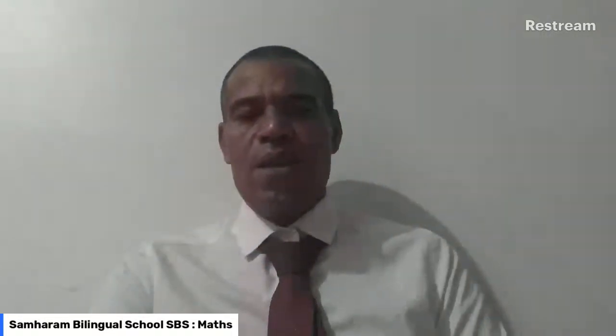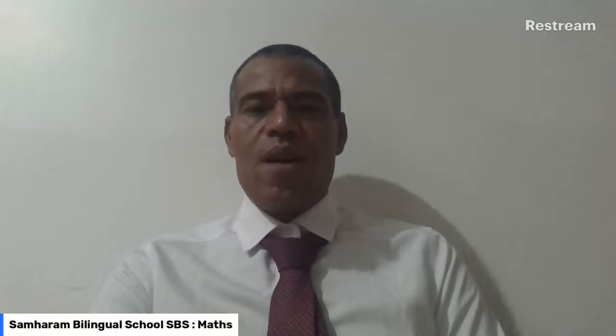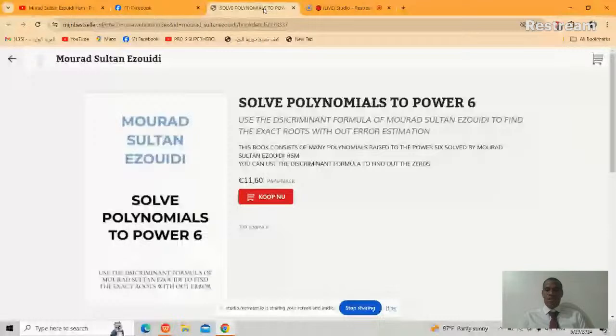So learners, as you know, I published so many books on Amazon, in European edition universities, and this is one of my own books, solve polynomial to the power 6. It uses the discriminant formula of Mourad Sultan Ezouidi to find the exact roots without error estimation. It means my method never uses the approximation method or the method of Newton, because it will give you error estimation. This book is not too expensive. Everybody can buy it.